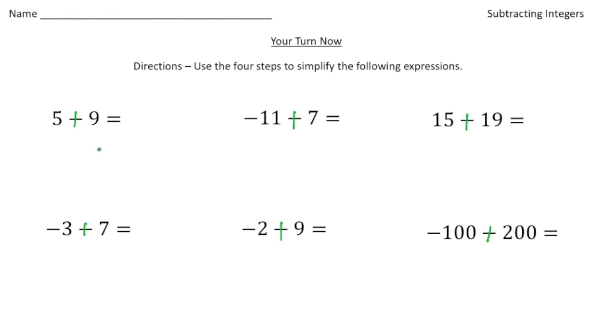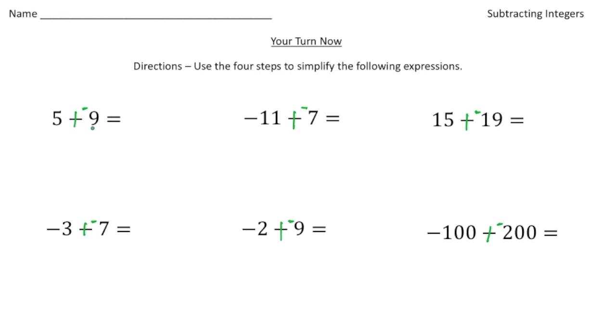Step number 3 is we have to change the second number to its opposite. The opposite of 9 is -9. The opposite of 7 is -7. The opposite of 19 is -19. The opposite of 7 is -7. The opposite of 9 is -9. And the opposite of 200 is -200. So we basically made these all into addition problems.